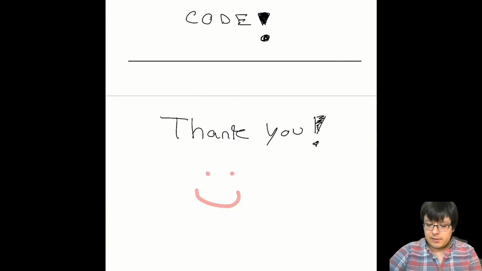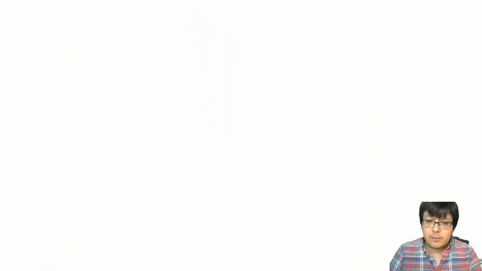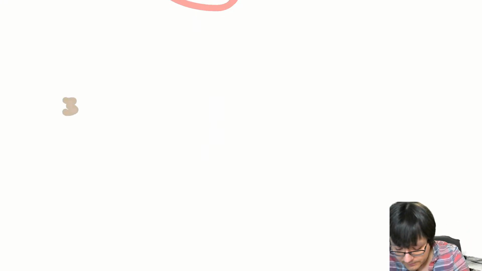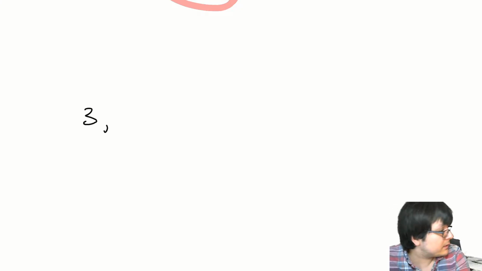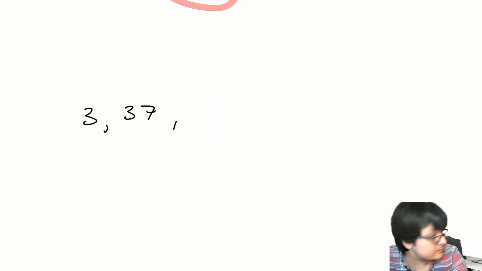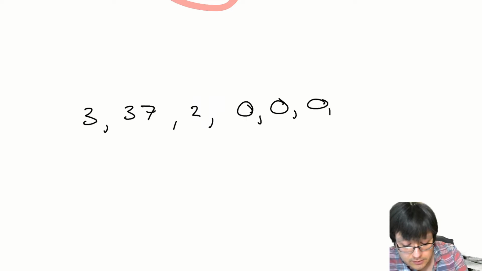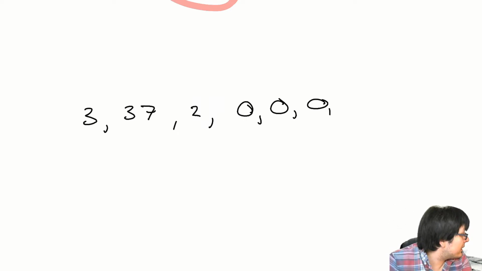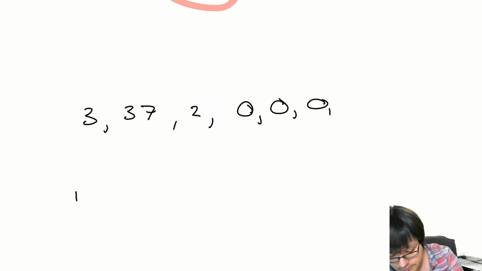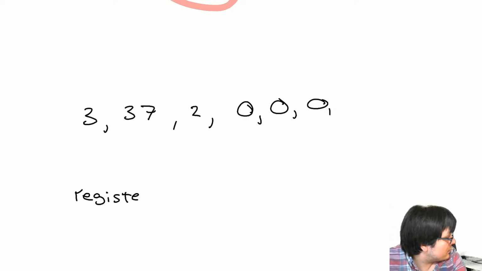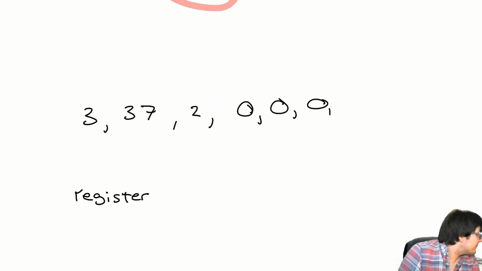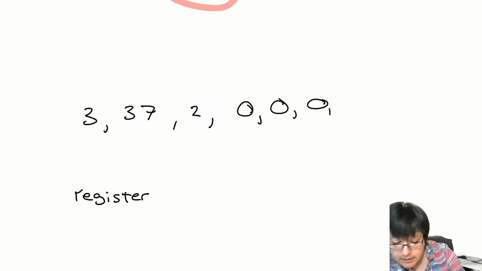Okay, so let me jump back into the tablet. The reason I'm explaining this is to see what I'm actually trying to run a support vector machine on. So I have 5 numbers, and the first set of numbers was 3, 37, 2, 0, 0, 0. And what this means is if I'm looking at the word register, and the word register is misspelled.